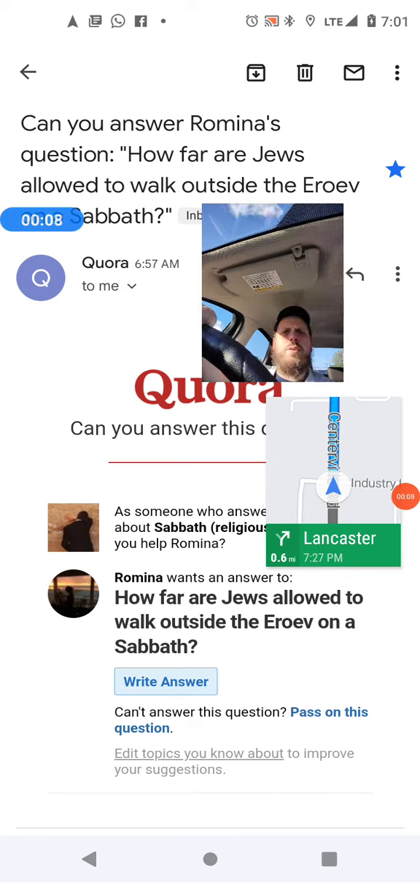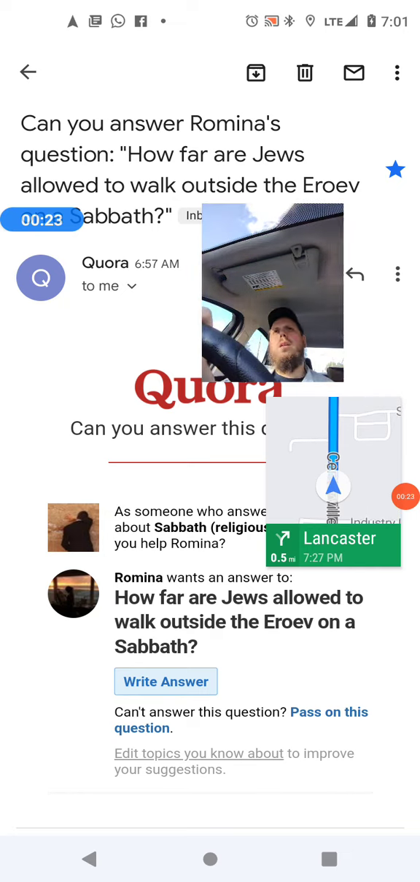Romina asks, how far are Jews allowed to walk outside the eruv on a Sabbath? Interesting way of writing eruv, but I know what you're talking about. First of all, there are three types of eruvin. Generally, when people just plainly say eruv, they mean eruv chatzeros.